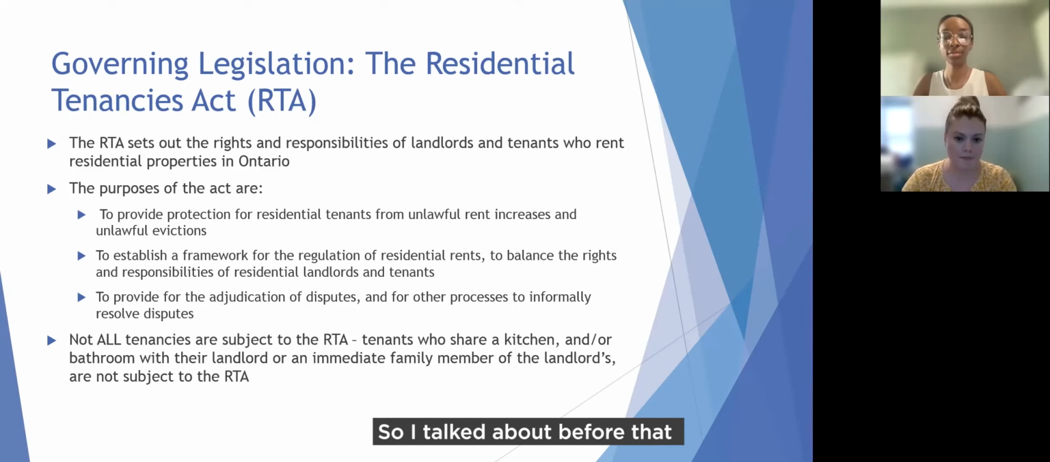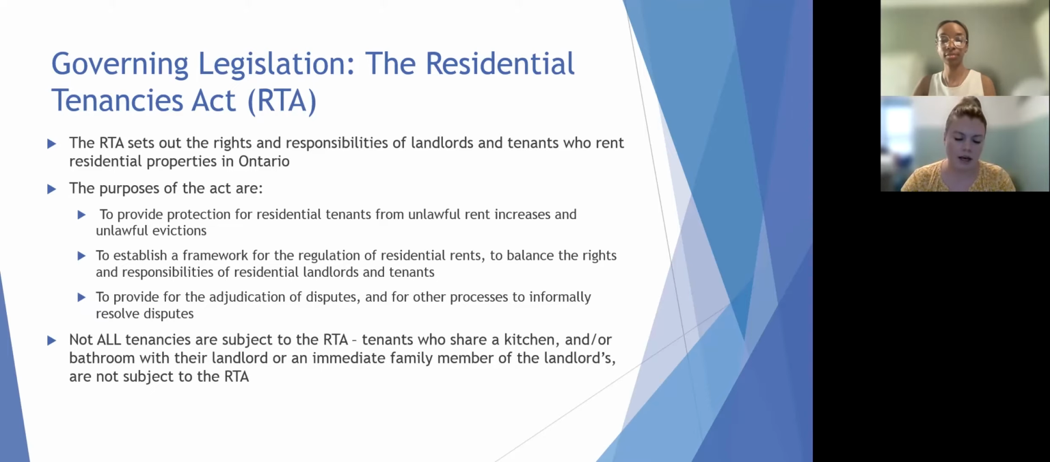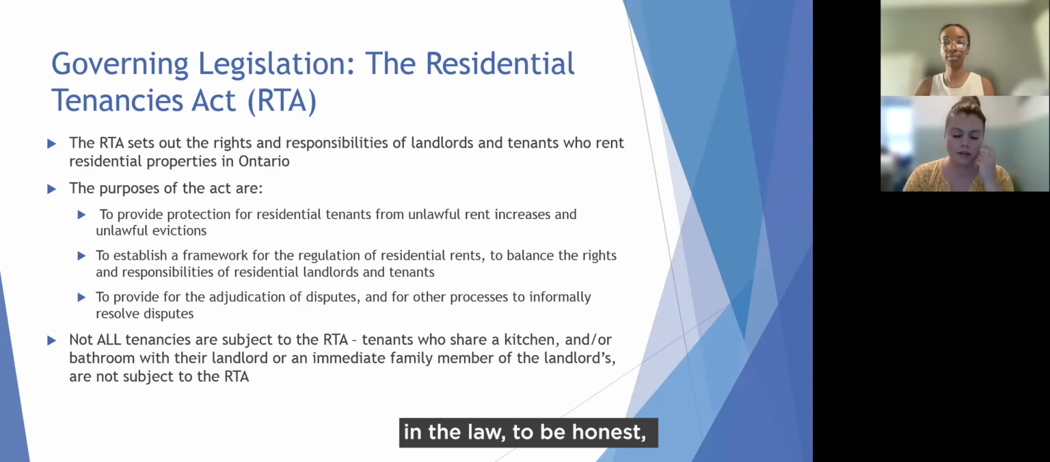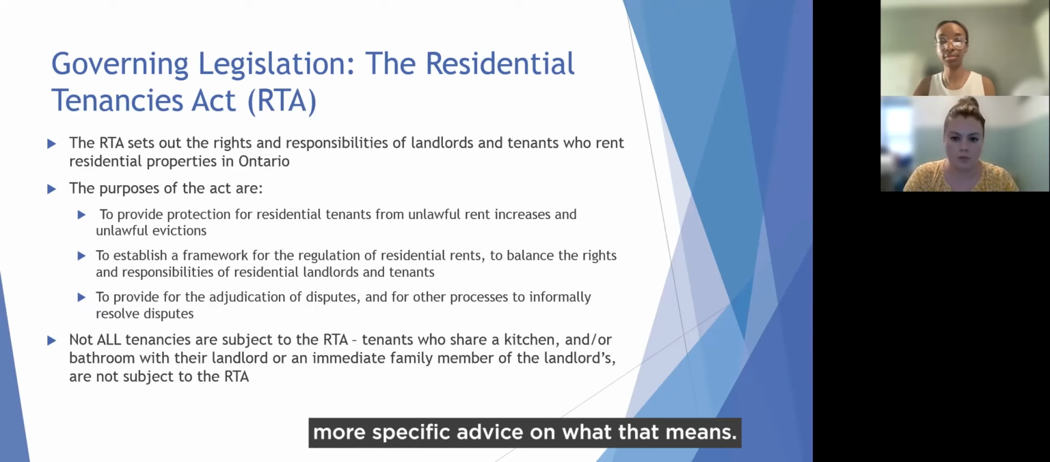So I talked about before that not all tenancies are subject to the RTA. That means that some tenancies, unfortunately, are a little bit more precarious. Tenants who share a kitchen or a bathroom with their landlord, or an immediate family member of their landlord, are not subject to the RTA. And this is a real loophole in the law, to be honest, where if you do share a kitchen or bathroom with a landlord, you have very little enforceable rights to prevent an eviction and enforce your rights, really, compared to tenants who are protected by the RTA. So if that is your circumstance, or if you're going to go into that circumstance, it's fine. You just know kind of what you're getting into. And if you'd like more specific advice on what that means, again, feel free to give us a call.